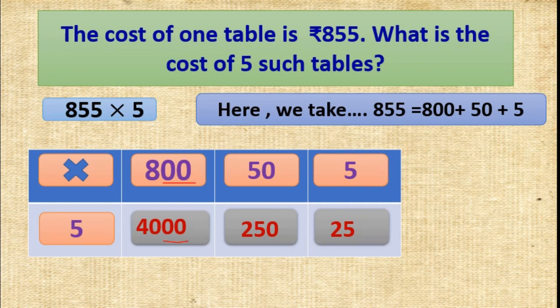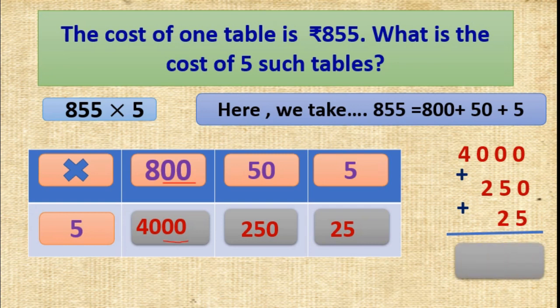Now we are going to add all these numbers. 4000 plus 250 plus 25. Okay. What is the answer here? In the unit place, only 5 is there. Right? In the tens place, 5 plus 2 is 7. And in hundreds place, only 2. And in thousands place, 4 is there. So our product is 4275. Right?